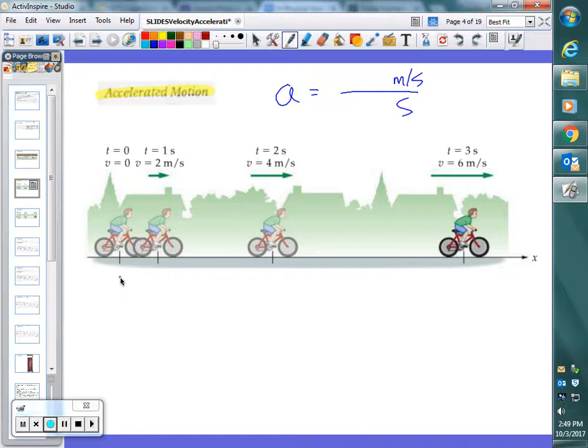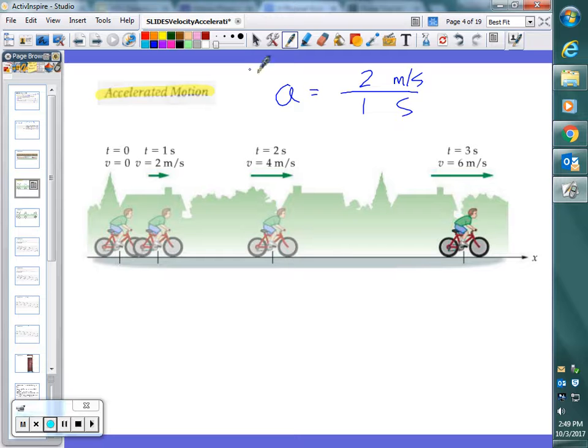How much does the velocity change for every second that goes by? It goes 2 meters per second faster for every 1 second that goes by. So the acceleration of this object is what? 2 meters per second, or 2 meters per second squared. Okay? Good there? All right.